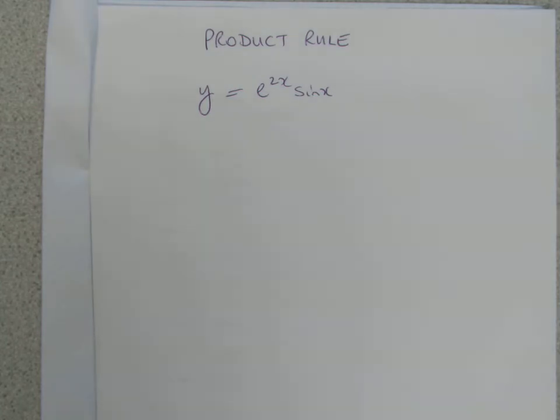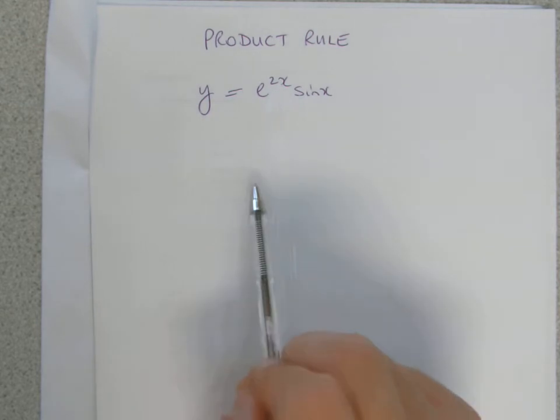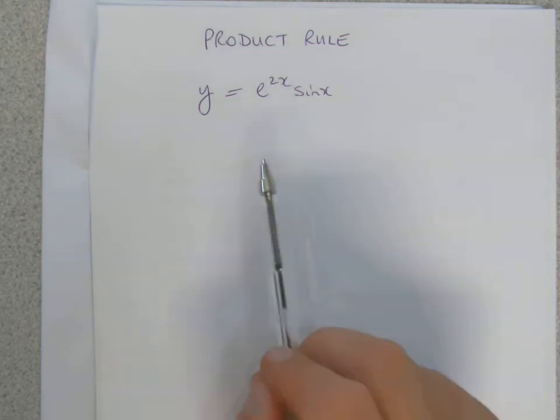Okay, so the product rule we're going to use in this particular question here. Product just means multiply, okay? It's the technical term for multiply. And you can see here we've got two functions times together, e to the 2x times sine x. So when you've got two functions times together, we've got to use the product rule.